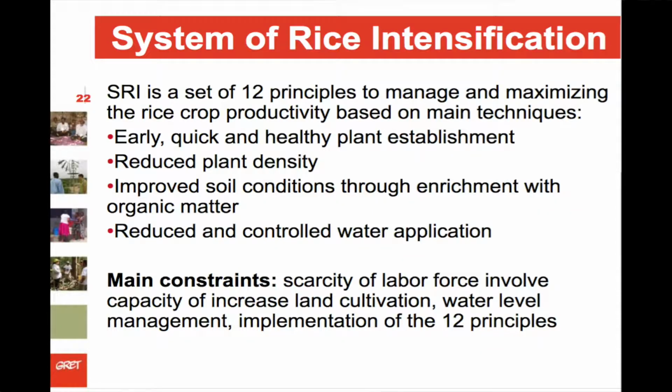But SRI is also difficult to practice in some areas depending on the context. The main constraint is the scarcity of labor force for increased land cultivation. When the land sizes become larger and labor is limited, it's quite difficult. Another one is water management, because you need level soil in order to transplant small seedlings. So there are some areas in Myanmar and in the region where it is difficult to practice.